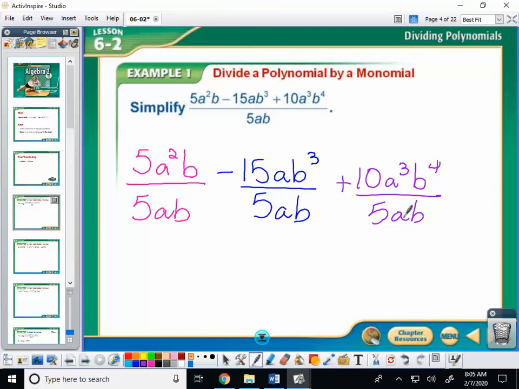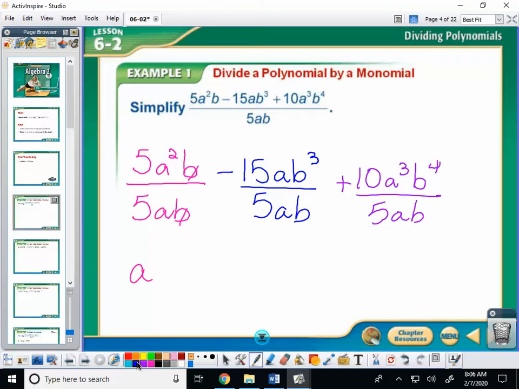I think we can simplify each of these. And we're going to have three different terms in our answer. So in this first term, obviously 5 divided by 5 is going to be 1. A squared divided by a is a. So we have a. And b divided by b is going to cancel, isn't it? So really all I have left there in that first term is a.